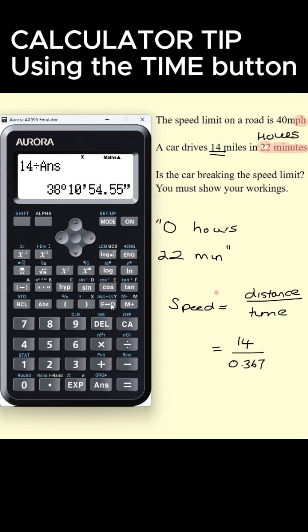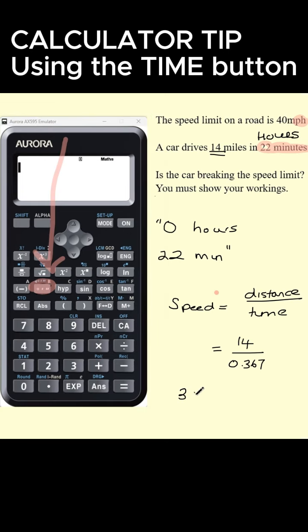That gives us a time, basically. We don't want the time. We're now going back into the miles, so we need to go back to the decimal, and it gives us an answer of 38.2, or 38, to the nearest miles per hour.